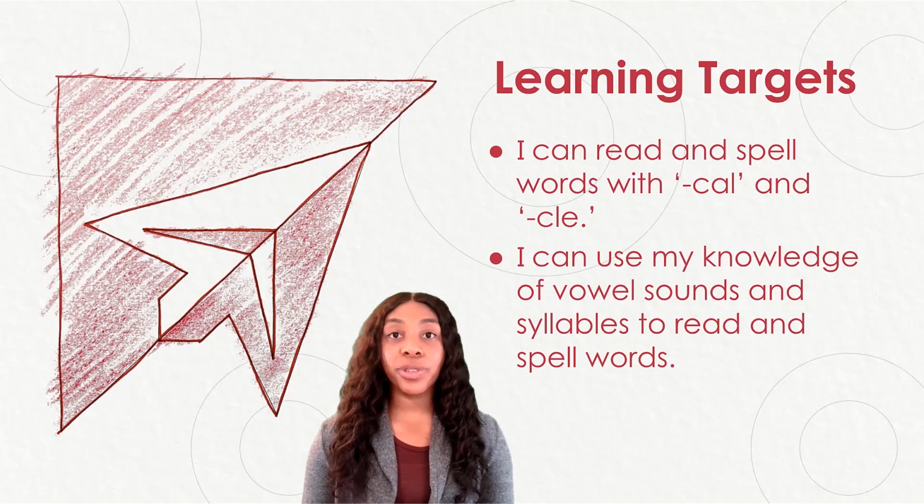We have 2 new learning targets for today. Please follow along with me as I read them. Our first learning target says, I can read and spell words with C-A-L and C-L-E. The second learning target says, I can use my knowledge of vowel sounds and syllables to read and spell words.